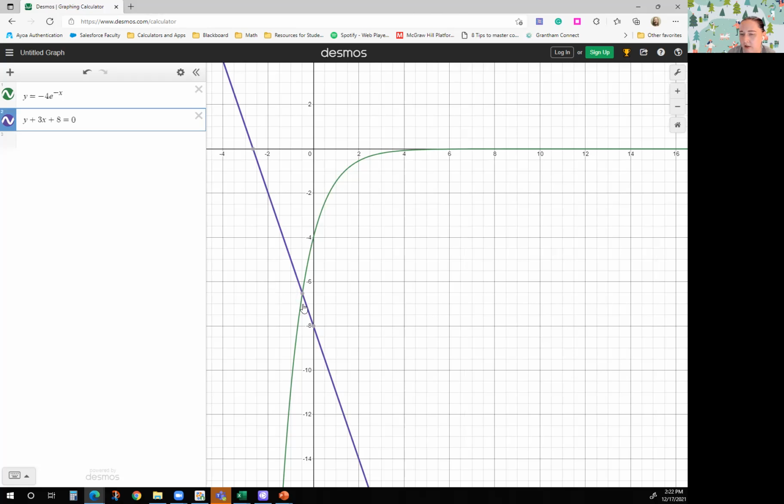In order to get the intersection point, I need to click on it. This is just an approximation. There's more decimal places to this, because e is a special number that goes on forever. There are more decimal points than we see, because it's irrational. But we're going to just use what we see from the graphing calculator. Our x value is negative 0.49, and the y value is negative 6.53.